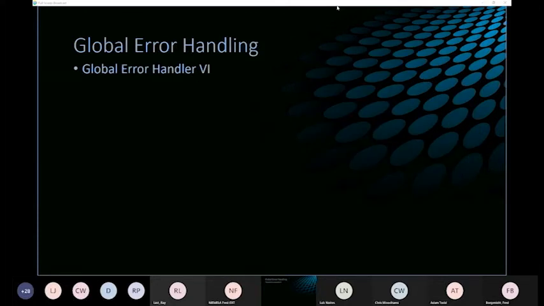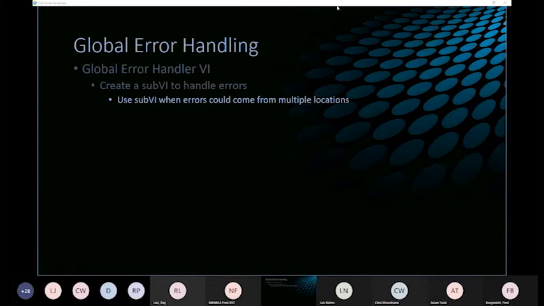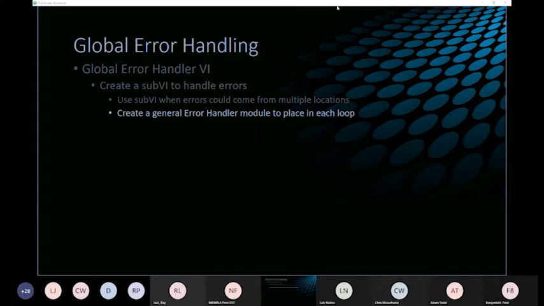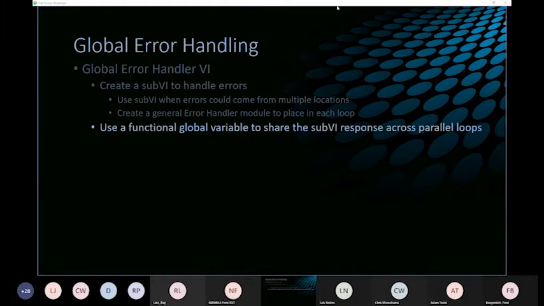All right, now we're going to look at global error handling. This is where you might implement a global error handler VI of your own. So you create a sub VI to handle errors. You use that sub VI when errors could come from multiple locations in your application, because you can call a sub VI where it's needed. So you create the general error handler and put that in each loop of your application. You could also use a functional global variable if you need to share that VI response across all your code. For example, if your error handler determines that your entire application needs to shut down, you could use a functional global to share that.